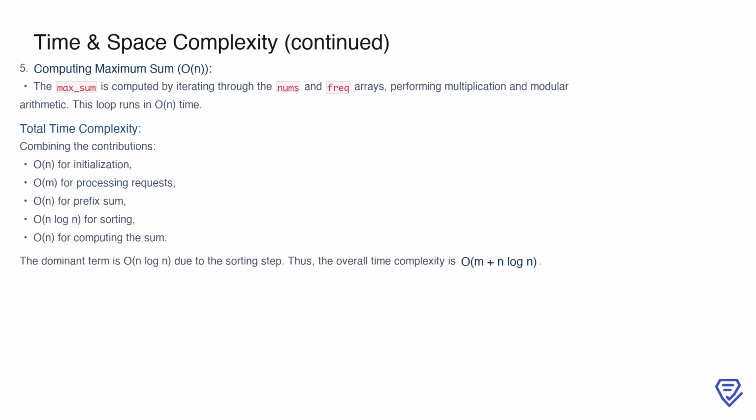Now, combining all the steps together, we get O(n) for initializing the frequency array, O(m) for processing the requests, O(n) for computing the prefix sum, O(n log n) for sorting, and O(n) for calculating the sum. Among these, the sorting step dominates the overall time complexity, making the final time complexity O(m plus n log n). This ensures that our solution remains efficient even for larger input sizes.